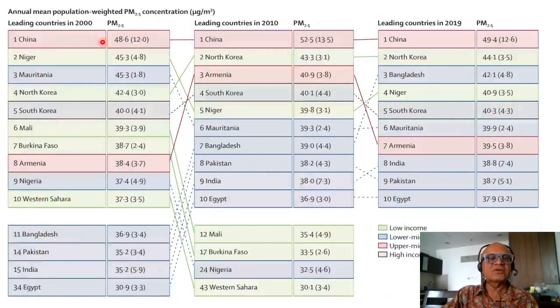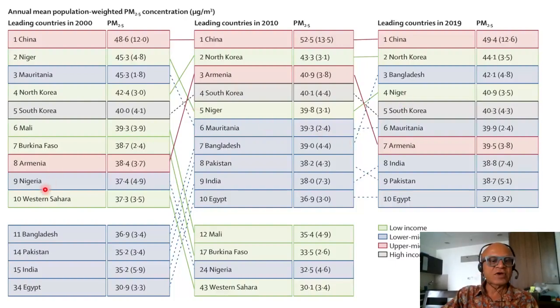So going back to this one here, you can see annual mean population weighted PM2.5 concentration. Leading countries in 2000, number one was China. In 2010 it was still China, in 2019 it was still China, and the numbers went down a little from 2010 to 2019, but not much. Niger was bad in 2000, but went down to number 5 by 2010 and up to 4.